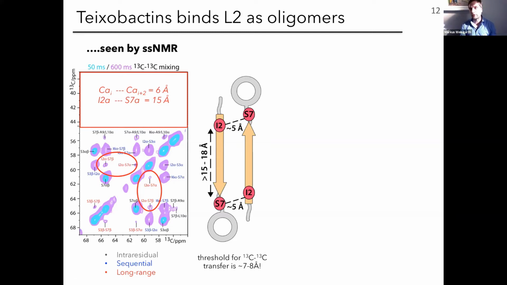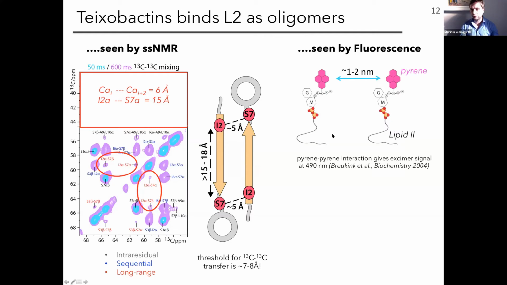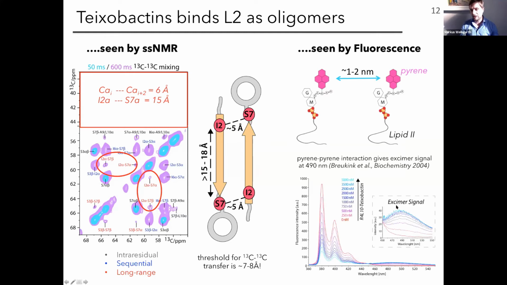And we could corroborate these beta sheets using fluorescence spectroscopy. Here we used pyrene-type lipid 2. Once two pyrene molecules come close to each other, they yield a unique excimer signal at 490 nanometer. And you see here unambiguously the buildup of this excimer signal at 490 nanometer in a concentration-dependent manner. Together, these data compellingly demonstrate that many tioxobactin molecules come together to bind lipid 2.